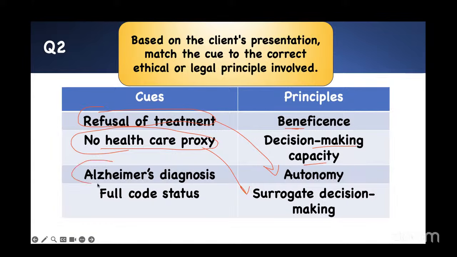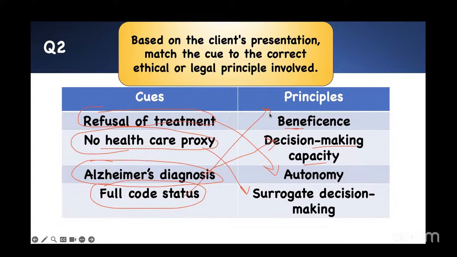What do you think about the diagnosis of Alzheimer's and the full code? It's between beneficence and decision-making capacity. How does that relate? The idea of a patient having Alzheimer's disease should trigger you that he may lack capacity, right? He went back and forth in terms of his concentration, sometimes AO times 2 or 3, right? So the Alzheimer's disease diagnosis affects capacity. Your decision-making capacity can be alternating. And the full code status is about beneficence.